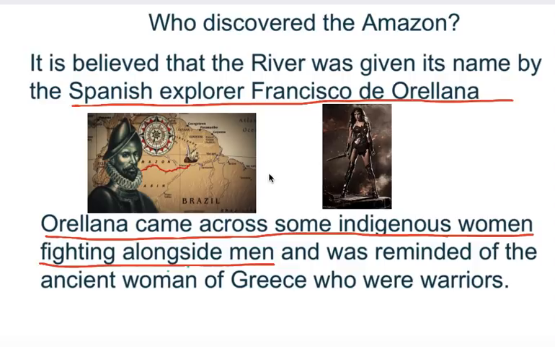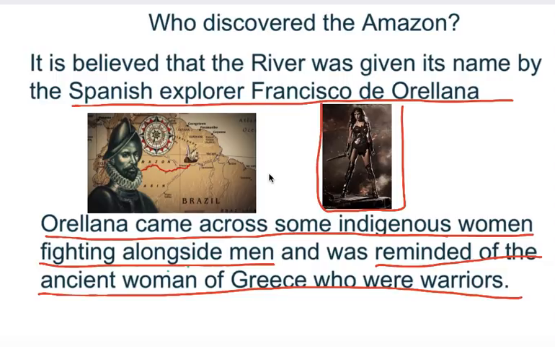At the time in Europe, women were seen as people that needed to be at home with the children and so forth. So for the Spanish to see women fighting alongside men was something new to them, and it reminded them of the ancient warrior women of Greece, who were trained warriors by heart. One of the more famous Amazons now would be, for example, Wonder Woman. They were seen as very strong, very big women at the time. So that's who discovered the Amazon, and that's why it has its name, because of the Amazon warriors.